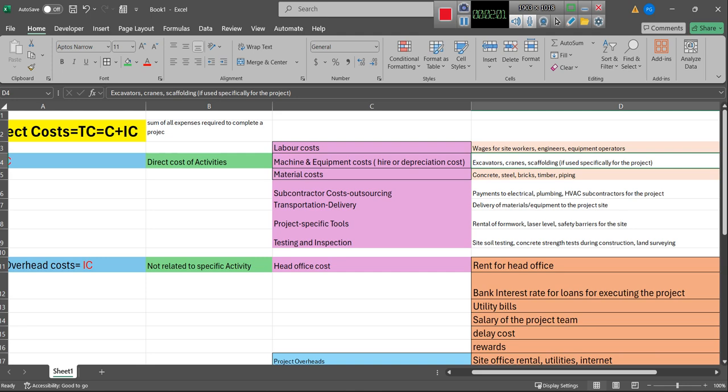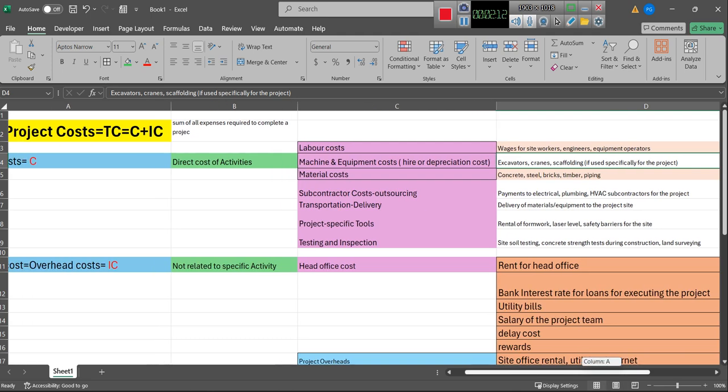Excavator, crane, scaffolding. For scaffolding, you can put that as a direct cost. You define scaffolding as an activity, then put that as a direct cost. If you don't want to put some of the activities in the project, then you can transfer that into the indirect cost to get a more accurate cash flow.